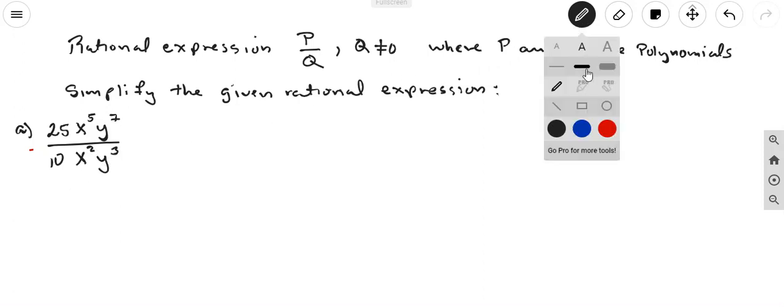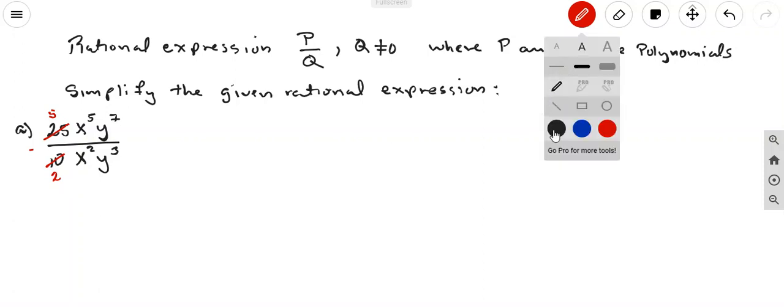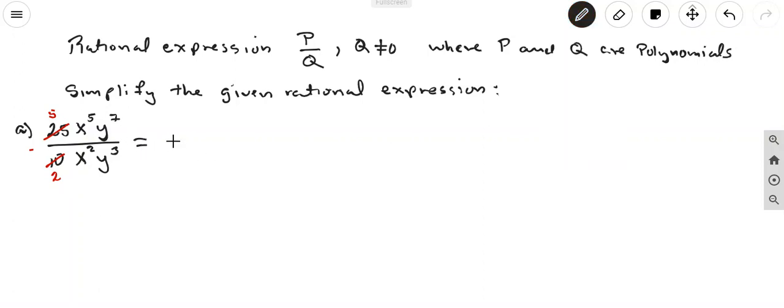In this case, I'm going to start by simplifying first the numerical factors. I have 25 and 10. They are both numbers divisible by 5. So dividing 25 by 5, we get 5 here. Dividing 10 by 5, we get 2. So now I have 5 over 2.